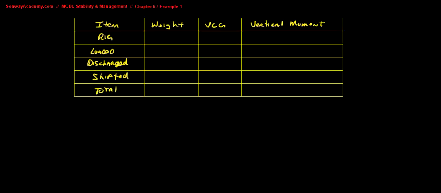They tell us the rig is 60,000 tons, and it has a vertical center of gravity of 12 meters. You multiply these two together, you get 720,000 ton meters.